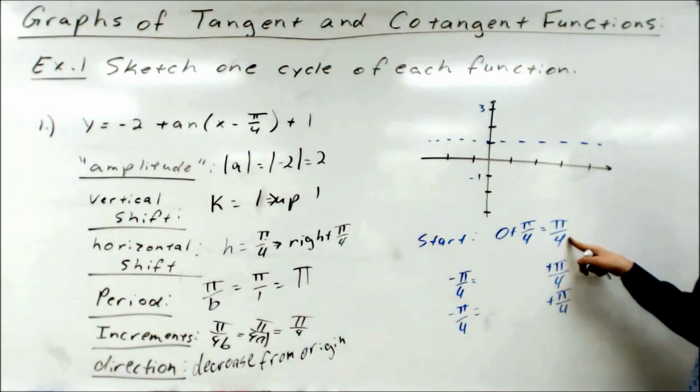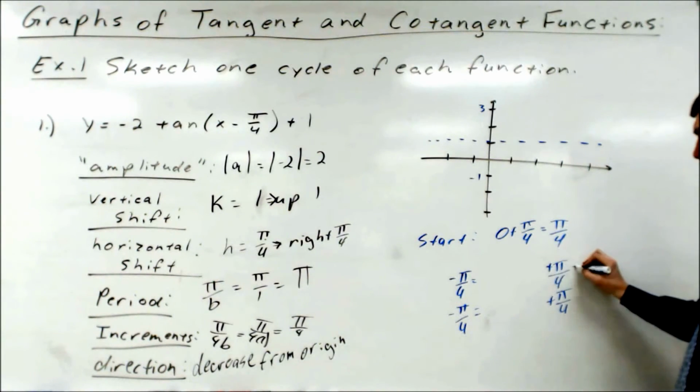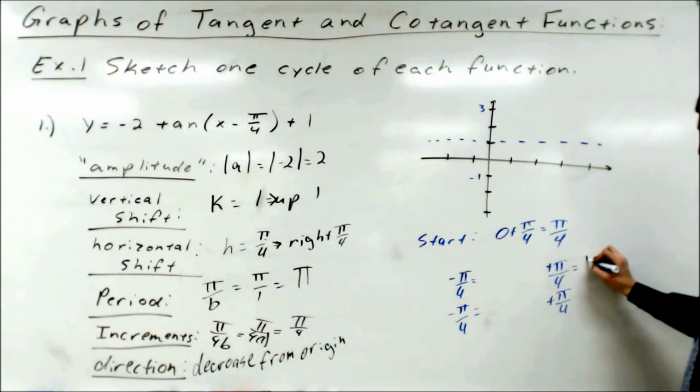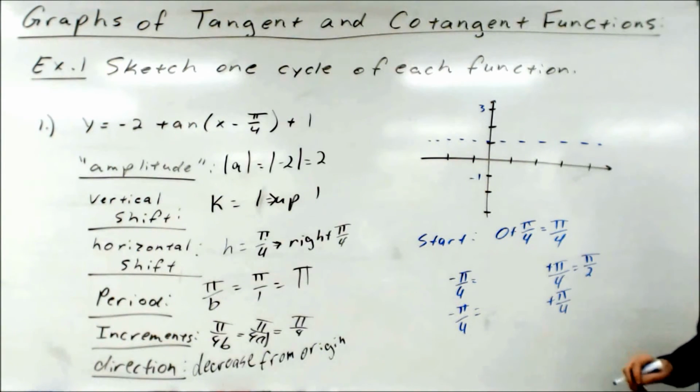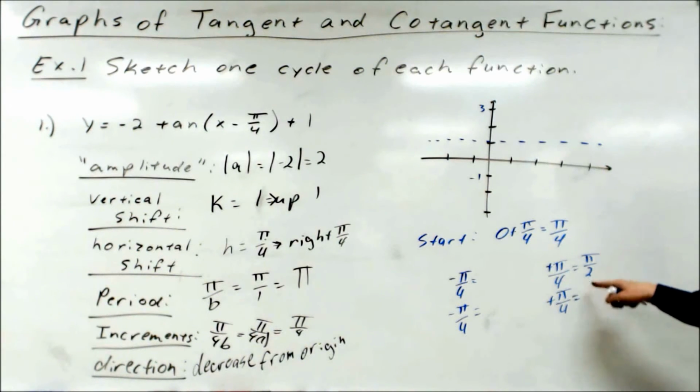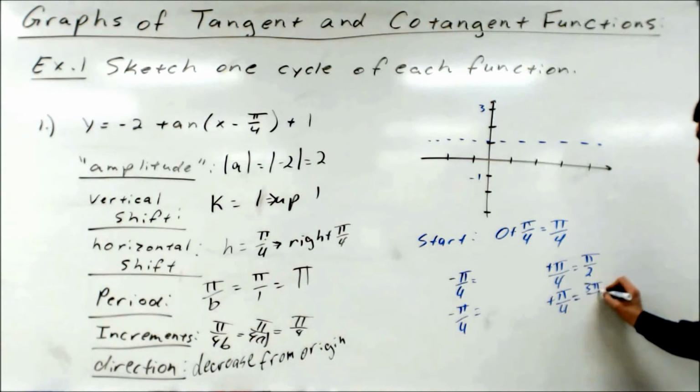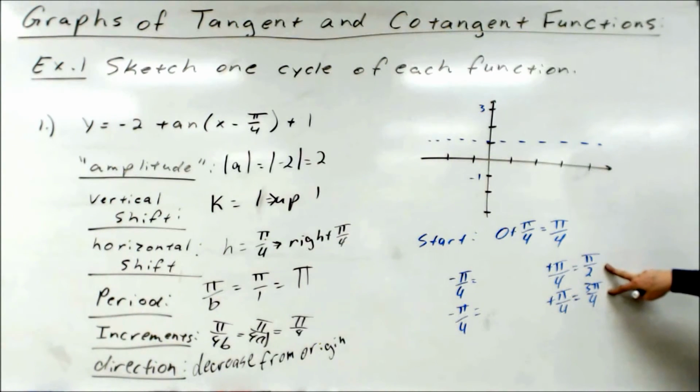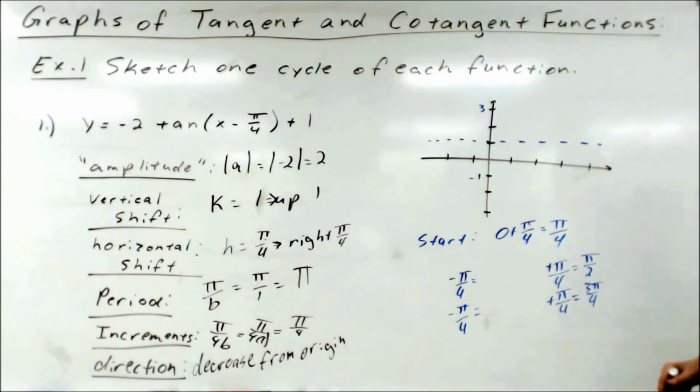So this is going to be my center. I'm going to go right pi over 4. Pi over 4 plus pi over 4 is 2 pi over 4, or pi over 2. Pi over 2 plus another pi over 4, so 2 pi over 4 plus 1 pi over 4 gives me 3 pi over 4. So there are my 2 values to the right of the center.